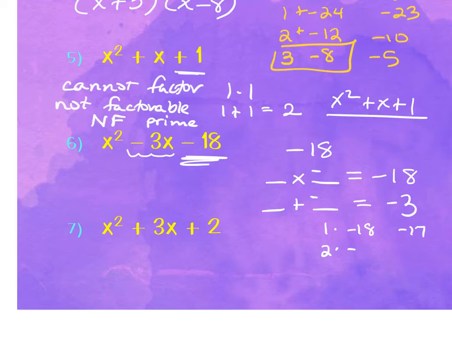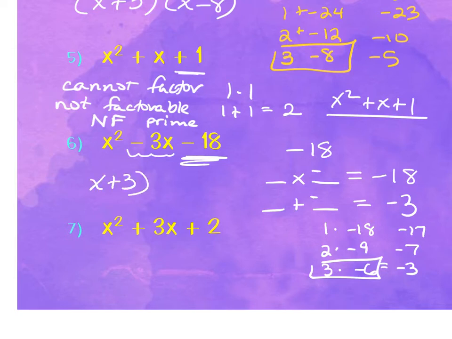2 times negative 9. And that gives me negative 7. 3 times negative 6. And there's my magic numbers. Positive 3, negative 6. So x plus 3, x minus 6.